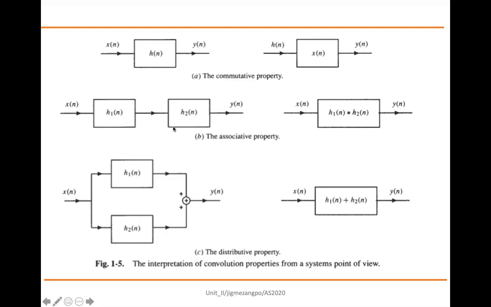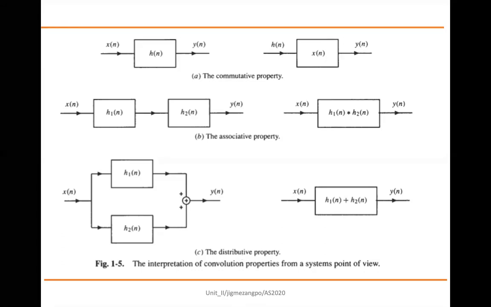If your impulse responses are in series, you do multiplication, that is convolution. If they are in parallel, you do addition. If you do multiplication, that is convolution, that is the associative property. If you do addition, that is known as the distributive property. For detail, you are going to write the associative property and distributive property as homework.